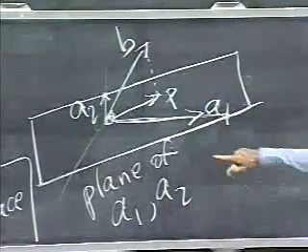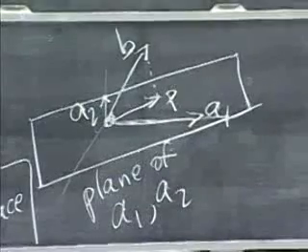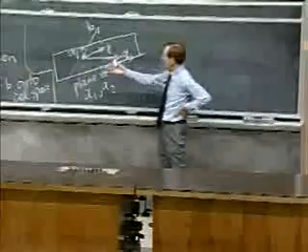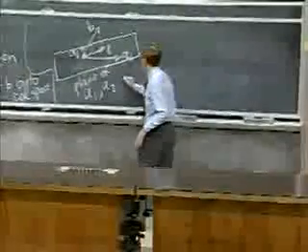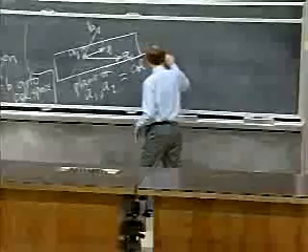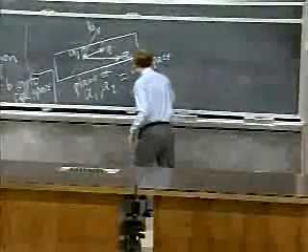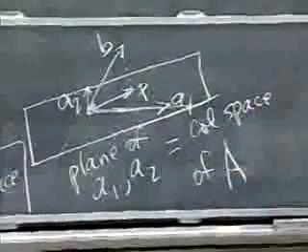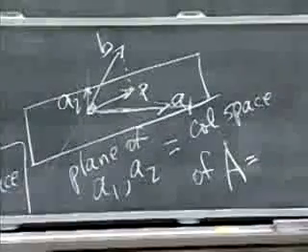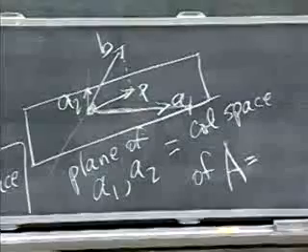And actually, going back to this connection, this plane is a column space. It's the column space of what matrix? What matrix? So how do I connect the two questions?